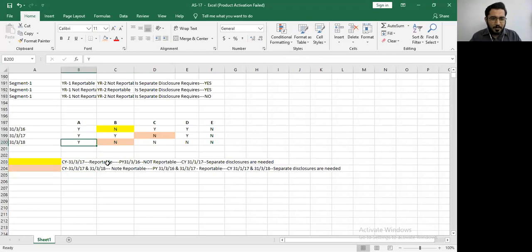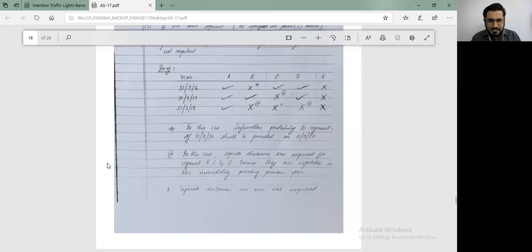separate disclosures are required. मतलब यहाँ पे it is not reportable, but previous year it was reportable. Still separate disclosures are required. यहाँ पे it is reportable, but in the current year 31st March 2018 not reportable. Still separate disclosures are required. Are you understanding what I'm trying to say? Okay, come to the next one, the last case.